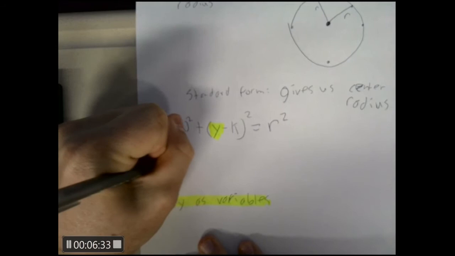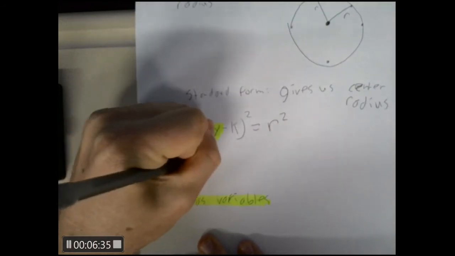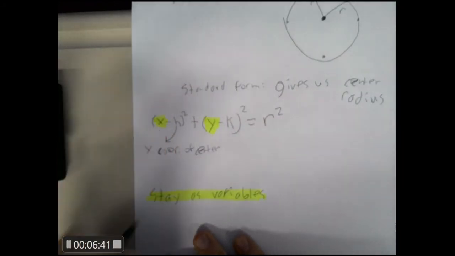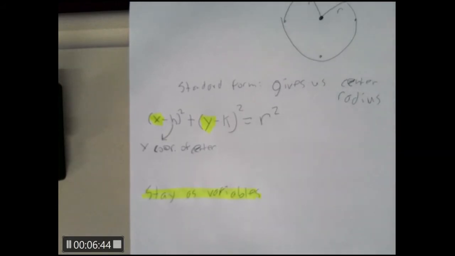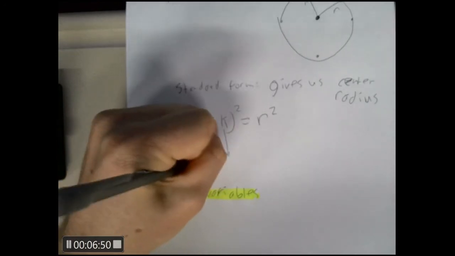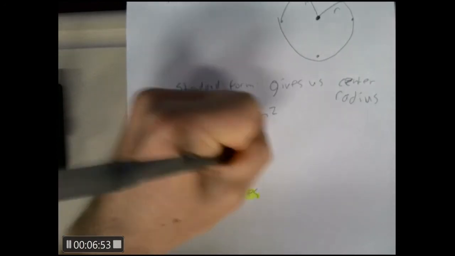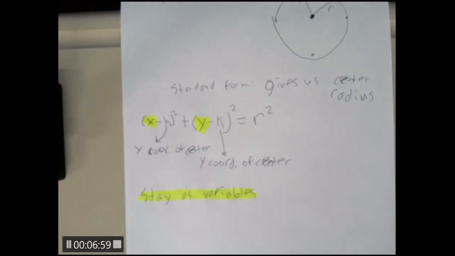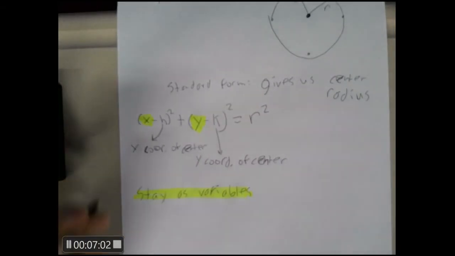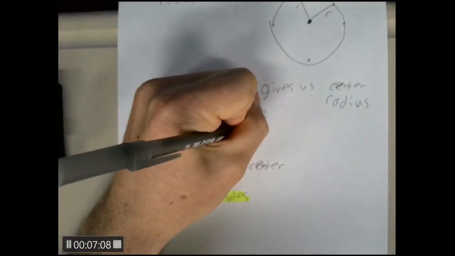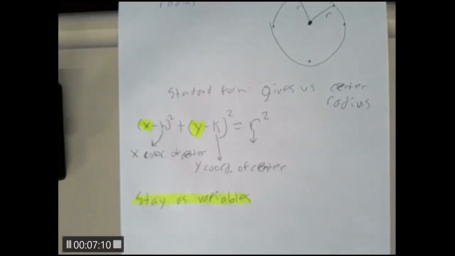X coordinate of center. Okay? So h is our x coordinate of our center. That means k is going to be the y coordinate of our center. So we got our x coordinate of center, our y coordinate of the center, and what do you think r is? We've labeled r in the past. So if you guessed right, r is our radius.